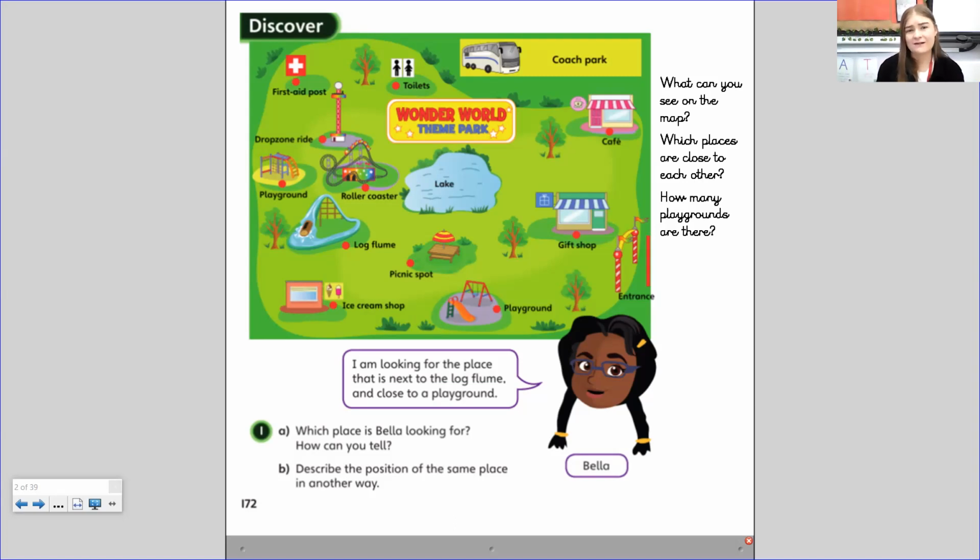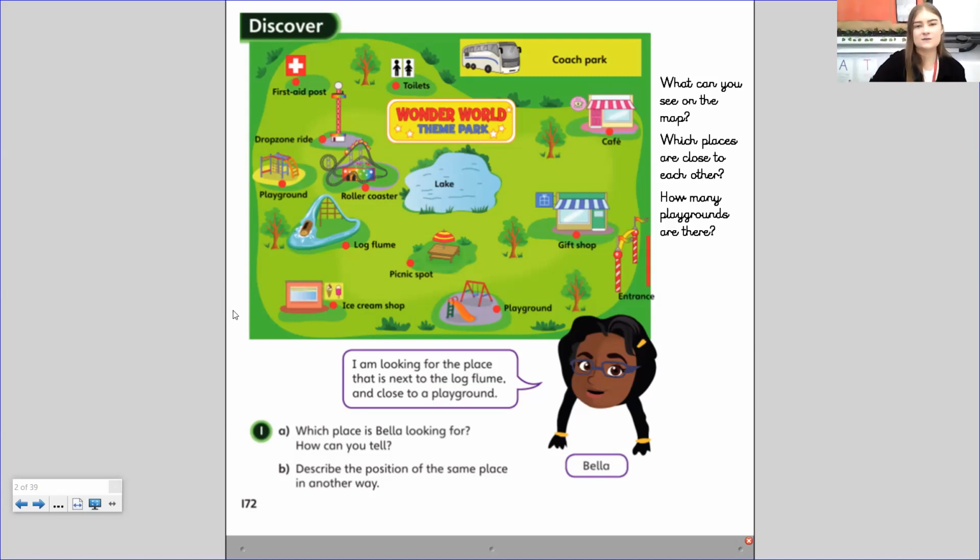But between the playground and the lake would give you one option. Here, it could be the roller coaster, but between the playground and the lake could also be what else? What else is between the other playground and the lake? So I could say between the playground and the lake and near the drop zone ride. That way, it definitely is the roller coaster and not the picnic spot. You have a go for me at writing, describing the position of the roller coaster in a different way.